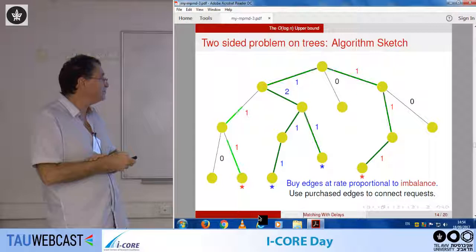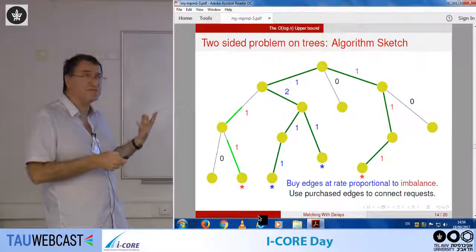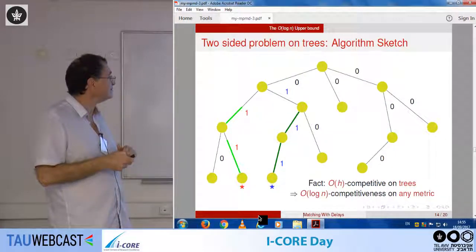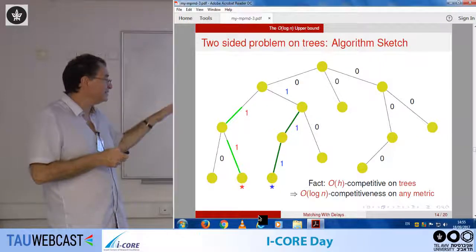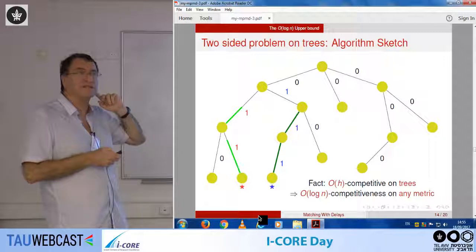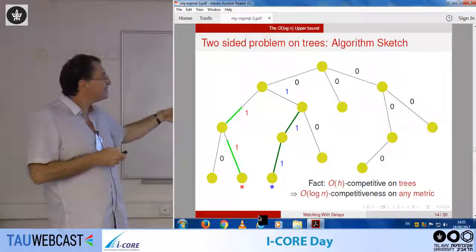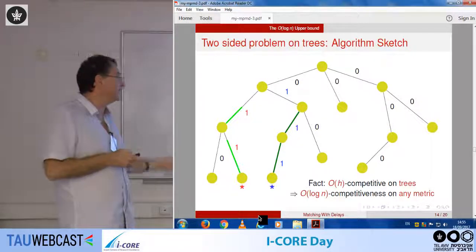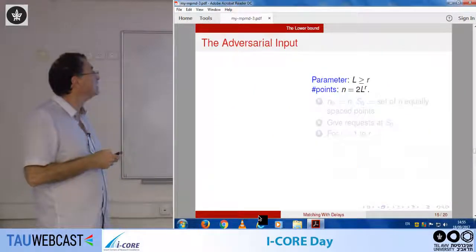And it's the same flavor, a little bit more tricky. And again, also for the two-sided version, we can get a log-n competitive algorithm. The algorithm, as I said, is a little bit harder, but gets eventually the same competitive ratio.